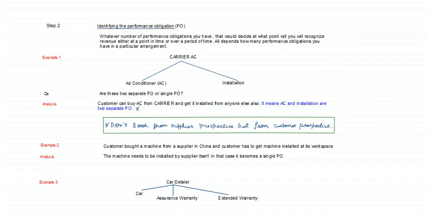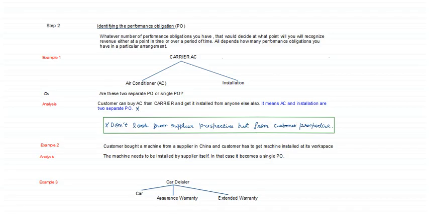For example, take the example of a carrier company which is selling an air conditioner and it is also selling installation services. Now, will these two be considered as a single performance obligation, or will they be considered as two separate performance obligations? As a customer, I can buy an air conditioner from Carrier, but I can also get it installed from anyone else. It means the AC and the installation are considered two separate performance obligations. If you remember, I also told in my previous video lesson that we need to look from the perspective of the customer, what the customer is expecting.